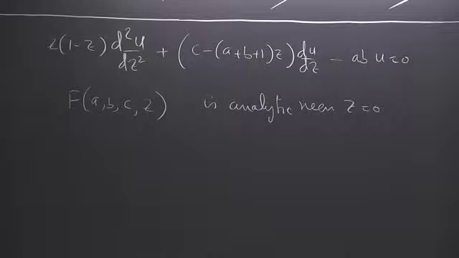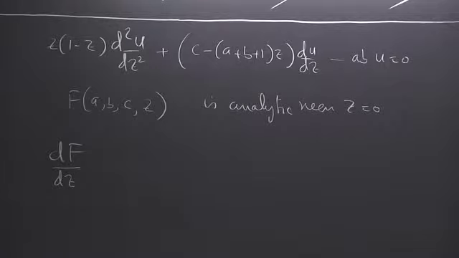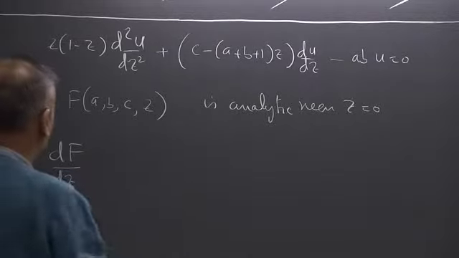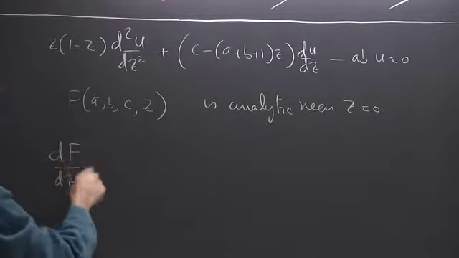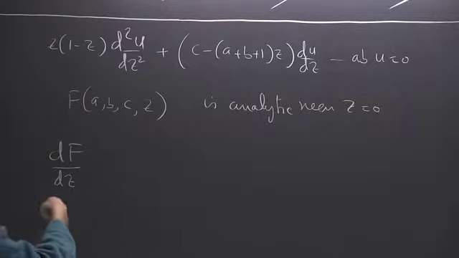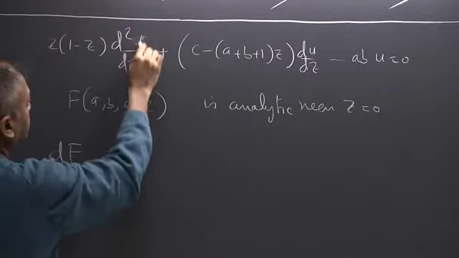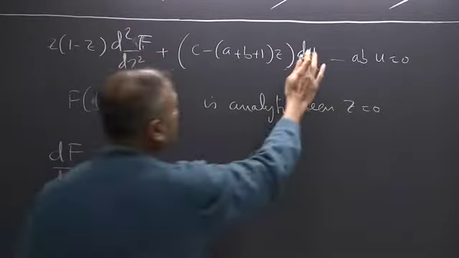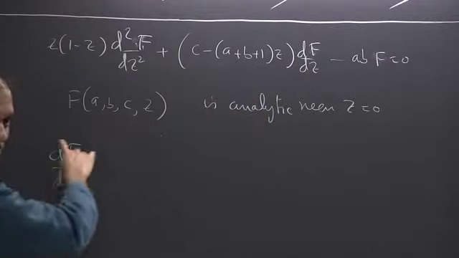Now you can ask what happens if you take df by dz. Well, this is also going to be analytic near z equal to 0, because the derivative of an analytic function is again analytic. But what you can do is take a derivative to obtain this, and you can express this again in terms of a hypergeometric function. Let me just show this. Suppose I start from this, where f satisfies this equation.